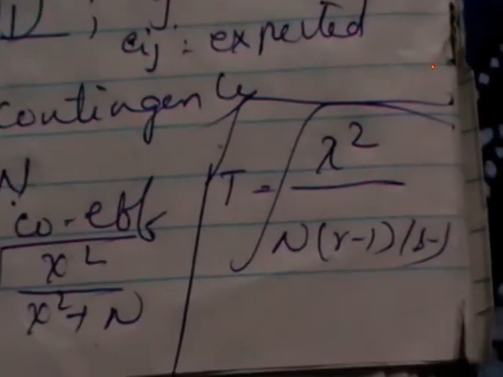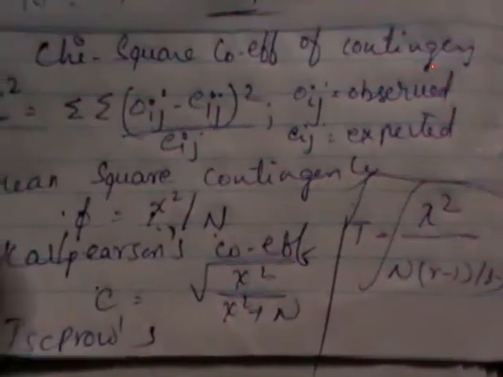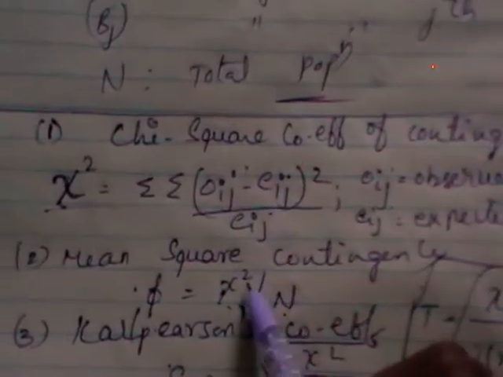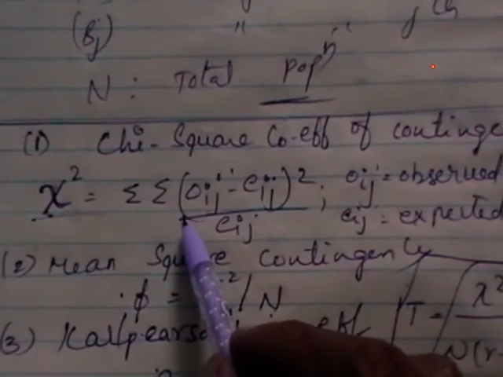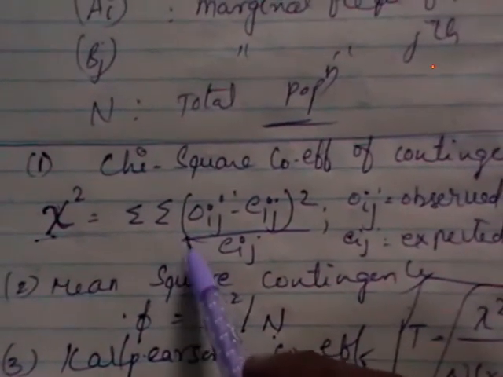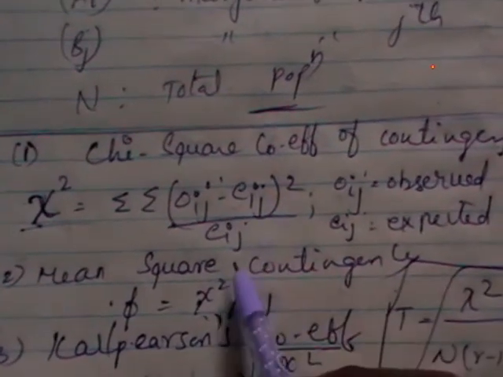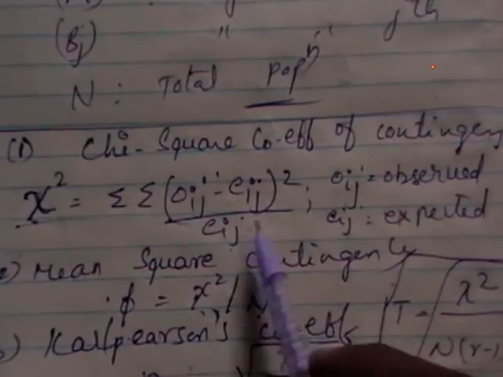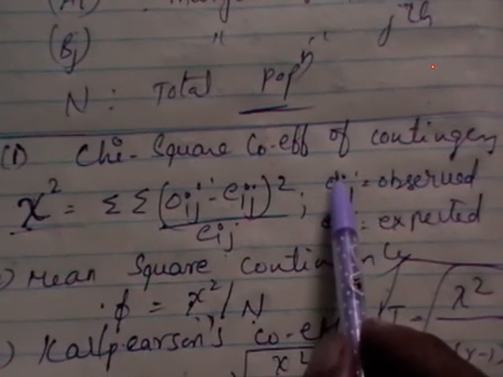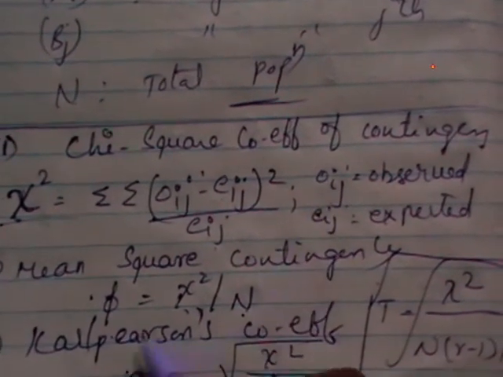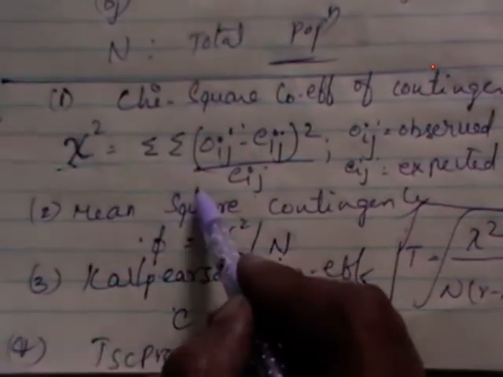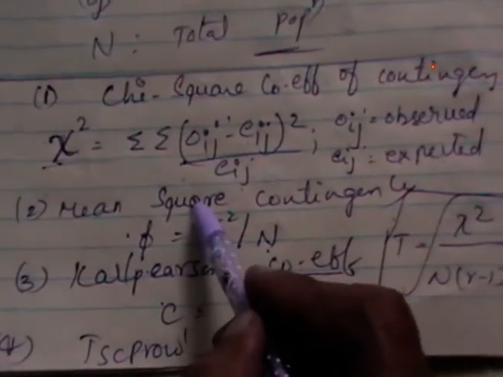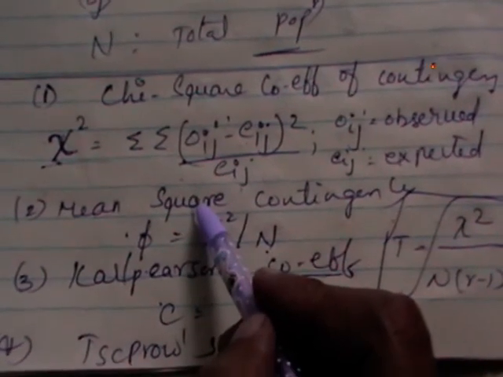So for manifold classification, the association can be measured by using the chi-square coefficient of contingency, mean square, Karl Pearson and Chuprov's. The chi-square coefficient of contingency is chi-square equal to double summation of Oij minus Eij whole square by Eij, where O's are known as the observed frequencies, E's are called the expected frequencies. Phi is nothing but chi-square by n. These are the formulas. The calculation and further explanation we will see while doing the problems.